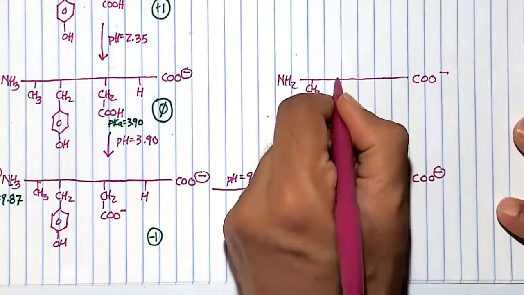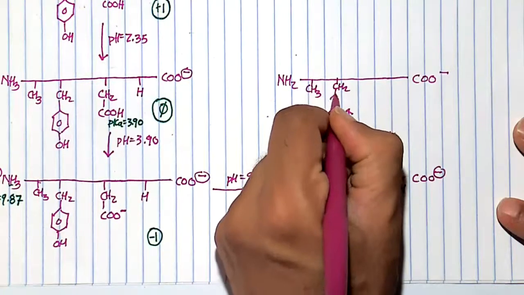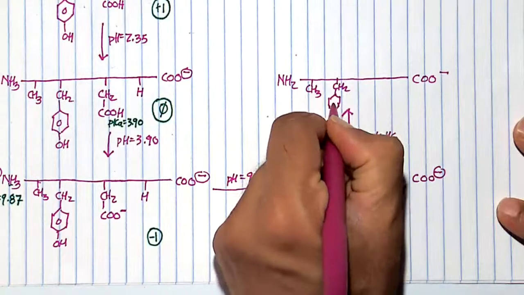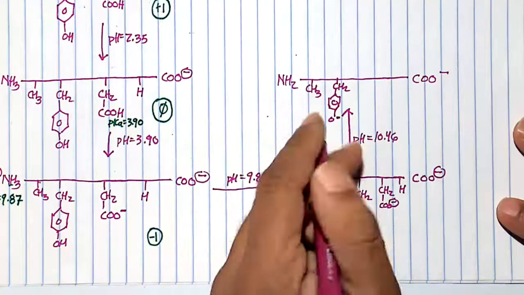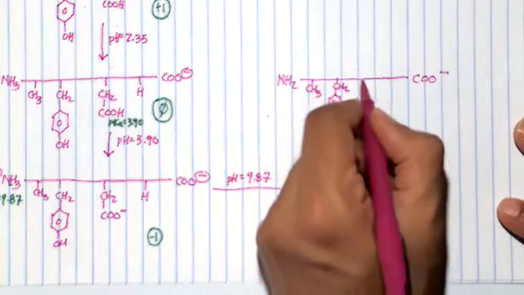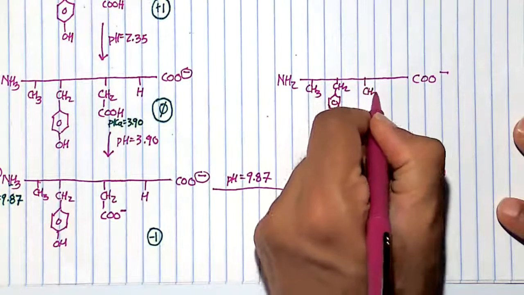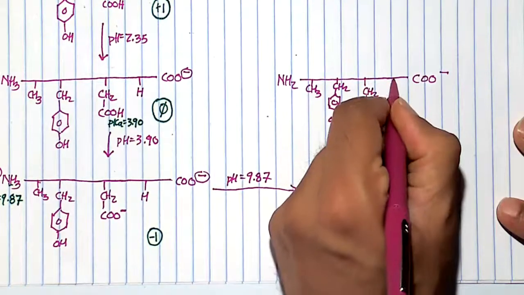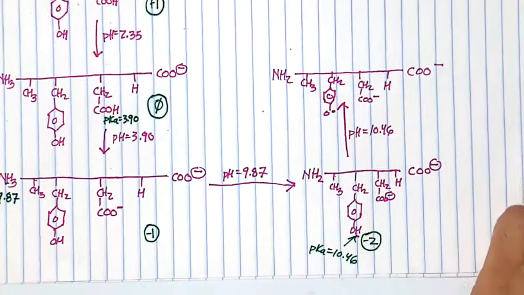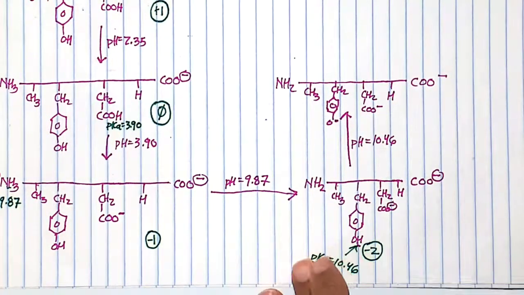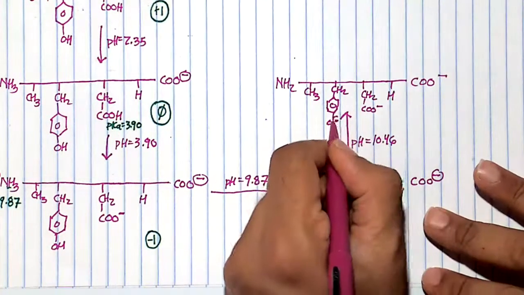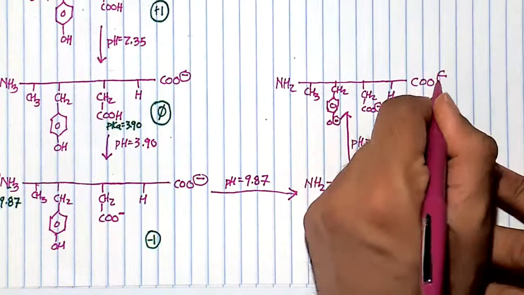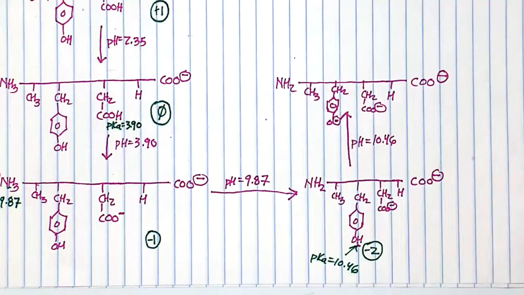CH3, CH2, that proton begins to come off. Here you have a CH2COO-. Here you have an H. Here you're going to have a charge. The net charge of this entire molecule is going to be -3.